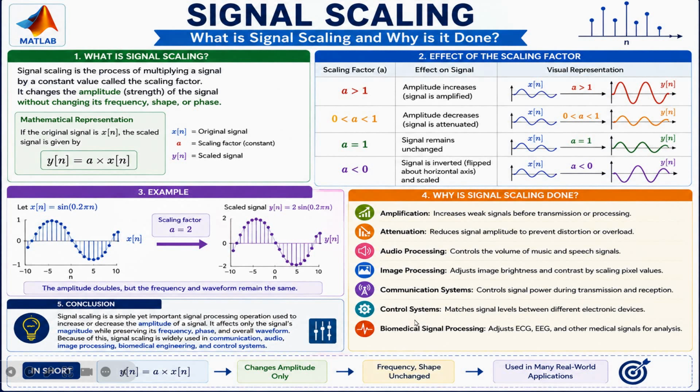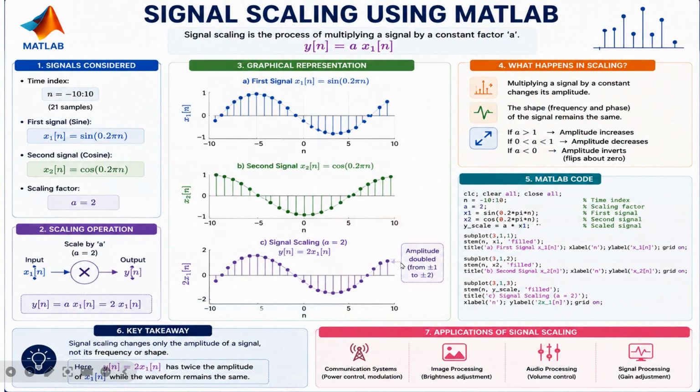Next, it is used in communication systems in order to control the signal power during transmission and reception. It is also used in control systems, where it matches the signal levels between different electronic devices. And last, it is used in biomedical signal processing, where it adjusts ECG, EEG and other medical signals for analysis. Okay, so when you do the scaling, there will be change in amplitude only. There is no change in frequency or shape, and it is used in many real world applications.